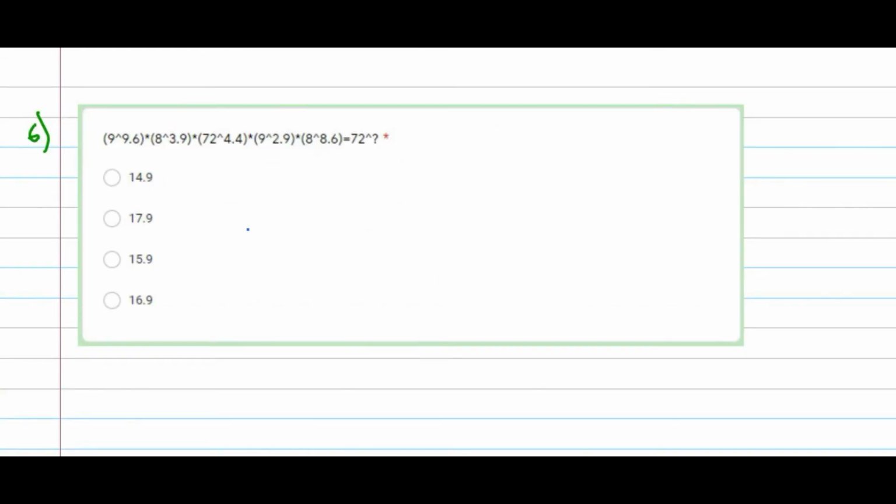So these are the surds and indices problems. So let us see it. It's 9 power 9.6 and 8 power 3.9 and 72 power 4.4 and it is 9 power 2.9 and 8 power 8.6 is equal to 72 power how much? This is the question. So let me see, there are two bases, it is 9.